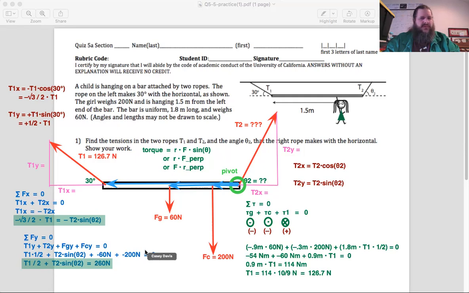So let's see if we can fill those back in. I think I may have made a mistake in one of those force equations, because it looks like I've got T2 sine theta 2 in both of these. One of those should probably be cosine. Do you see which one should be cosine instead? Yeah, the x equation. Yeah, let me fix that. That should have been cosine the whole time.